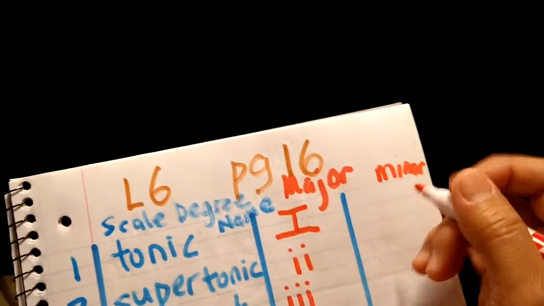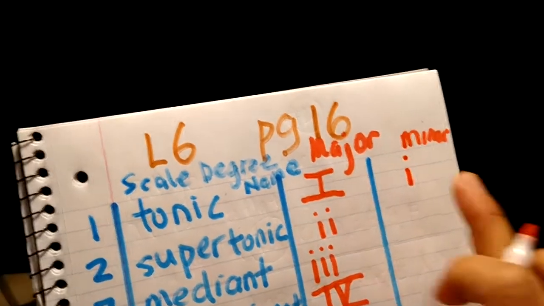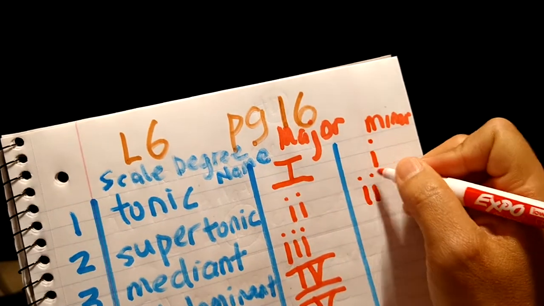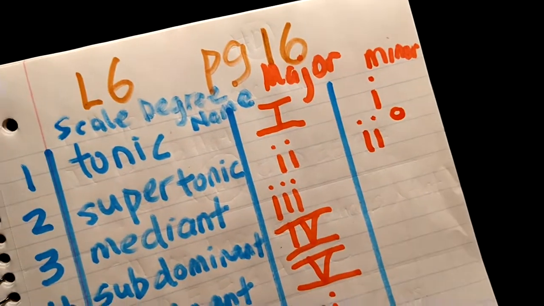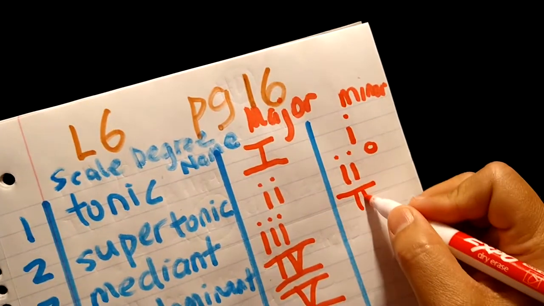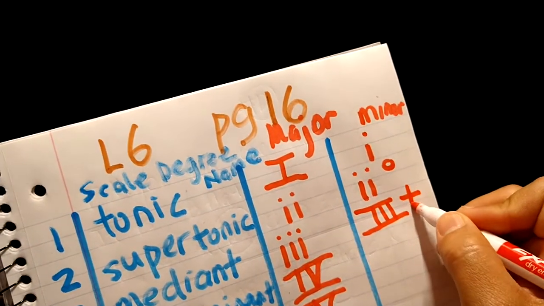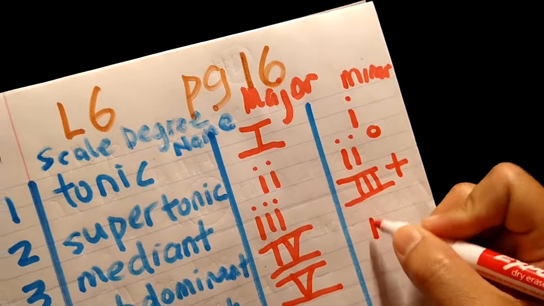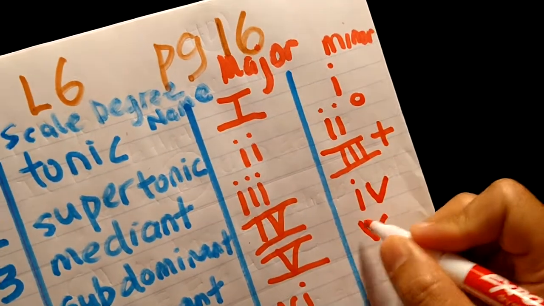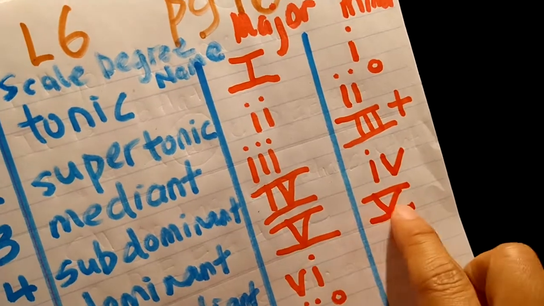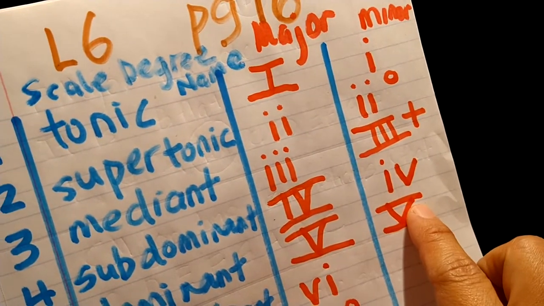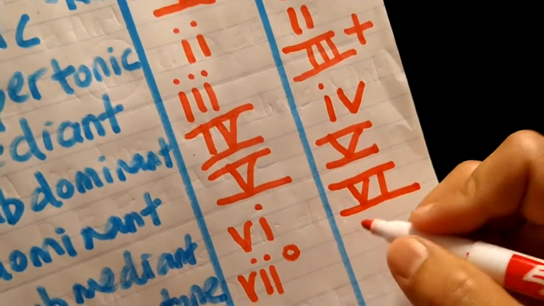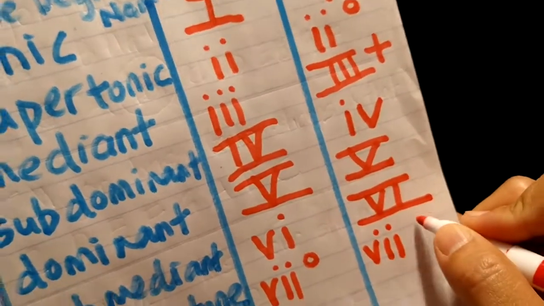For the minor key, 1 is a small 1. Not the big 1 anymore. So it's going to be slightly different. 2 is a small 2 with a circle. Okay? 3 is a big 3, but guess what? This time we're going to put the plus sign. And that's the meaning behind all this. Later I'm going to explain. 4 is a small 4, but 5 stays the same. 5 is the same in both major key and the minor key. 6 is a big 6. And 7 stays the same as well. 7 with a tiny little 0.